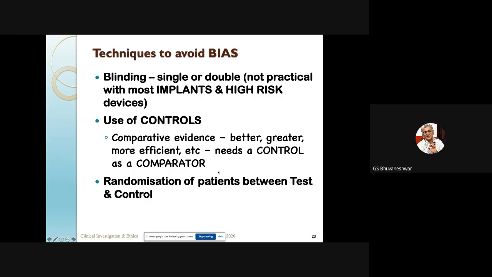Then generally it's also required to reduce bias is to randomize the patients between the test and control. This again can be challenging with some devices. Ideally, randomization is good, but if the cost is going to be very high to have two subjects, you may need to think about it. So we can do non-randomized studies also.